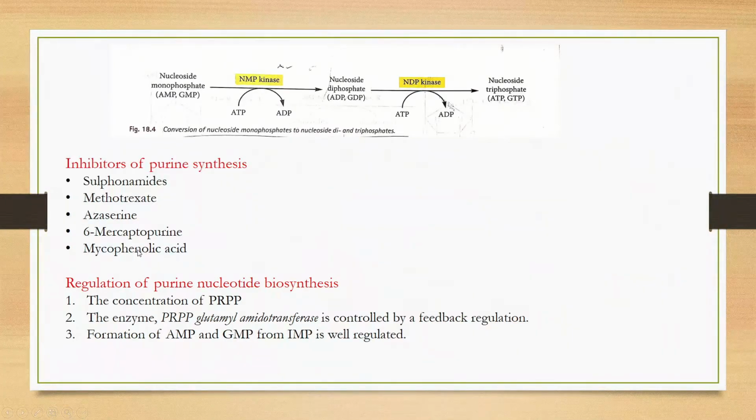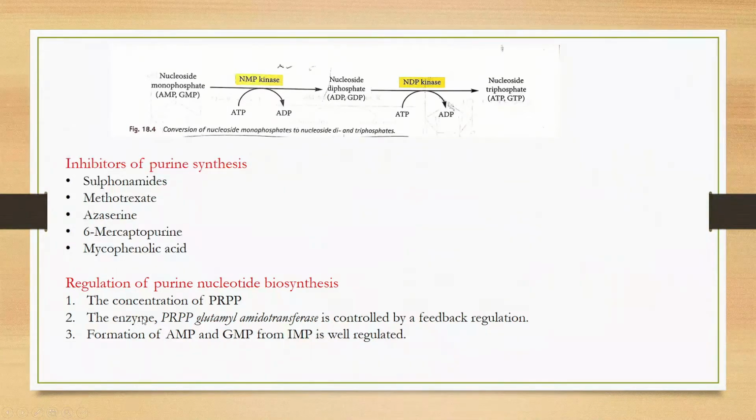6-Mercaptopurine inhibits the reactions 13 and 14, and thus adversely affects the formation of AMP and GMP from IMP. And mycophenolic acid, a fungal compound, inhibits the enzyme IMP dehydrogenase, step 14, and blocks the synthesis of GMP.